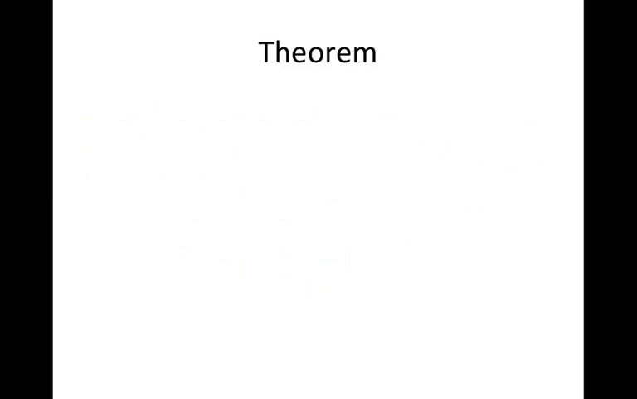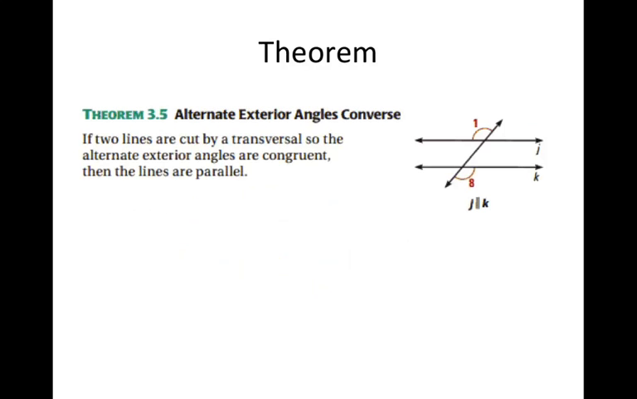Next theorem. This is the alternate exterior angle converse. This one says if the alternate exterior angles are congruent, in this case we've got angles 1 and 8 being congruent, then the lines must be parallel.